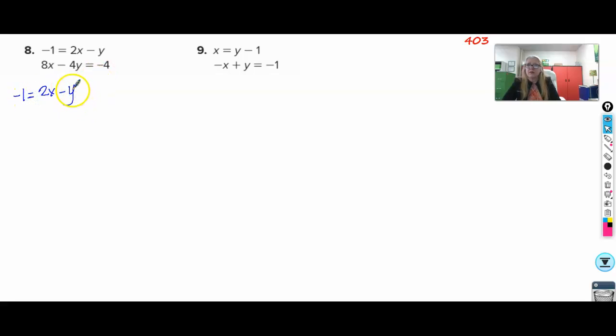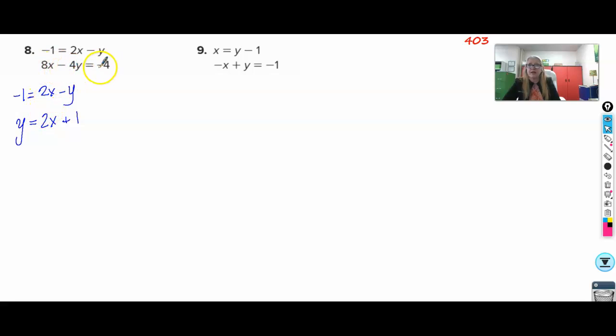All right, I want to get y by itself. So you know what I could do? I could add y to both sides and add 1 to both sides. Let's do that. Add y to both sides and add 1 to both sides, and I get 2x plus 1. There you go. I could have done this in multiple steps, but this was the easiest, quickest way to do it.